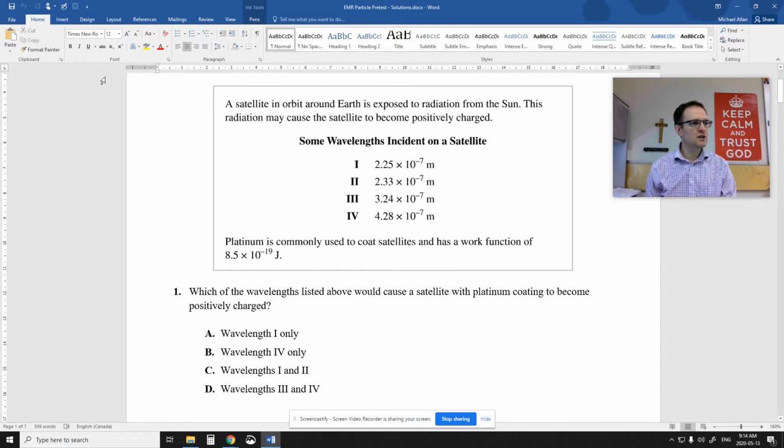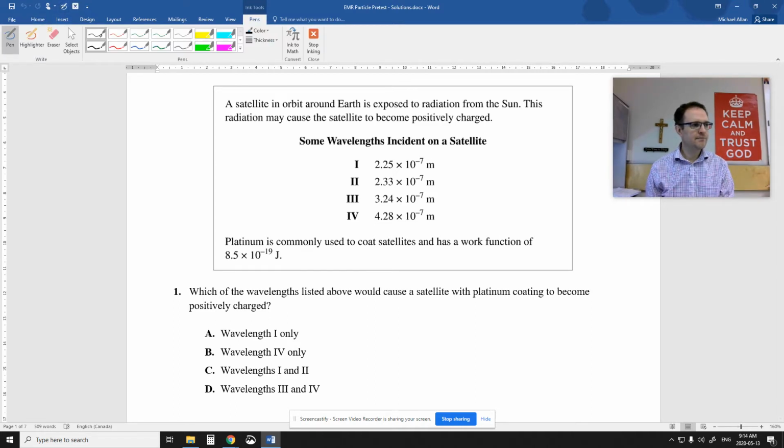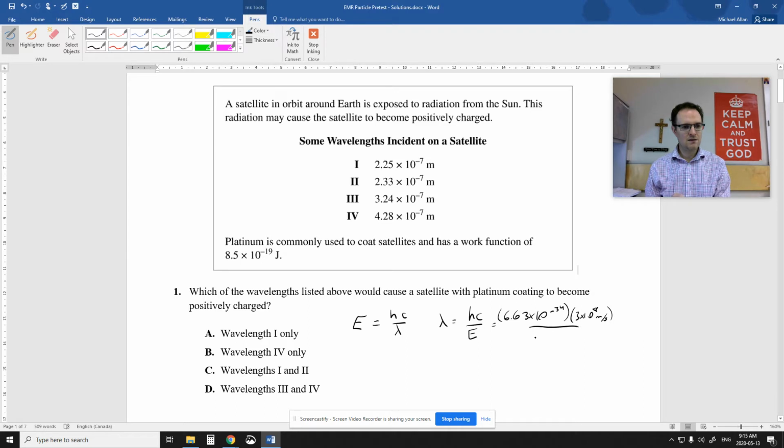So I'm going to change this number into a wavelength. Let's get the right formula. I'll use the hc over lambda formula, so lambda is equal to hc over E. I'm going to use the h, that's the 6.63 number, because that's in joules there. Then we have the speed of light. Let's put that in there. And let's divide by the 8.5 times 10 to the negative 19 joules. Okay, let's plug it into my calculator here.